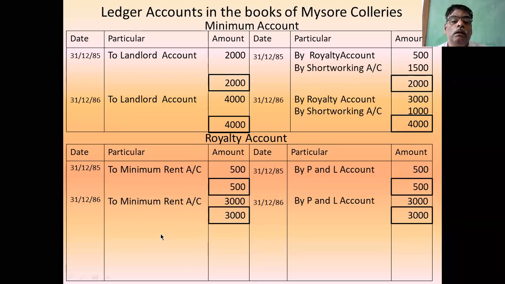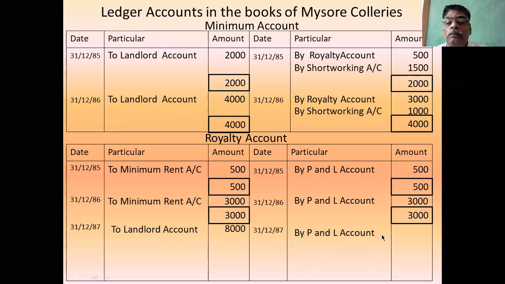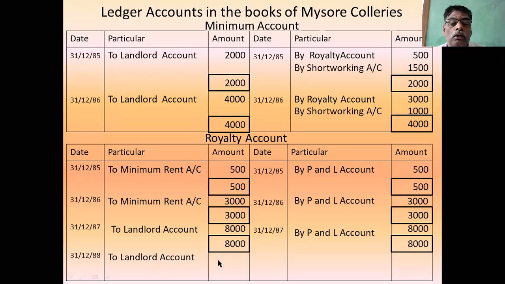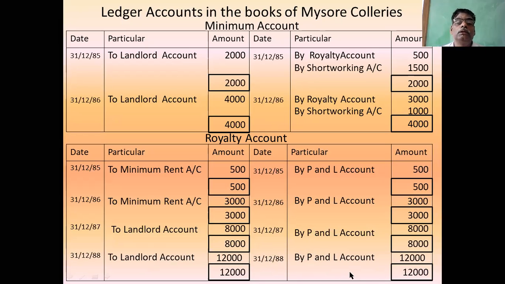Second year complete. Third year, to landlord. Here is the change. Now I am following the original method because there is no minimum rent account. To landlord 8,000, by P&L account 8,000. Total 8,000. Last year, to landlord 12,000 royalty, by P&L account 12,000 royalty. Total 12,000. This is the royalty account.